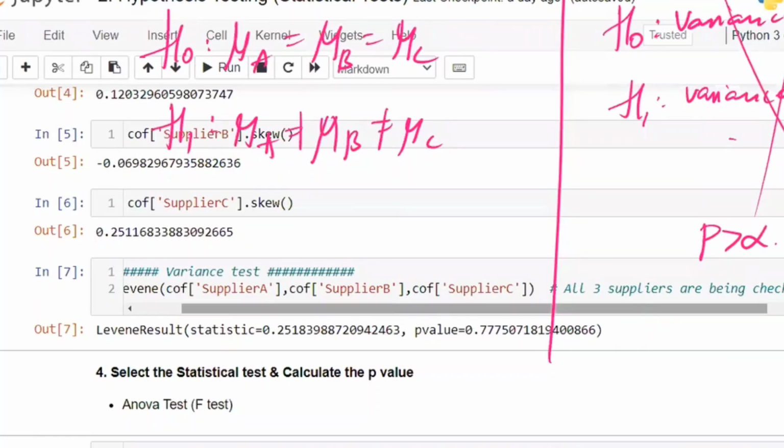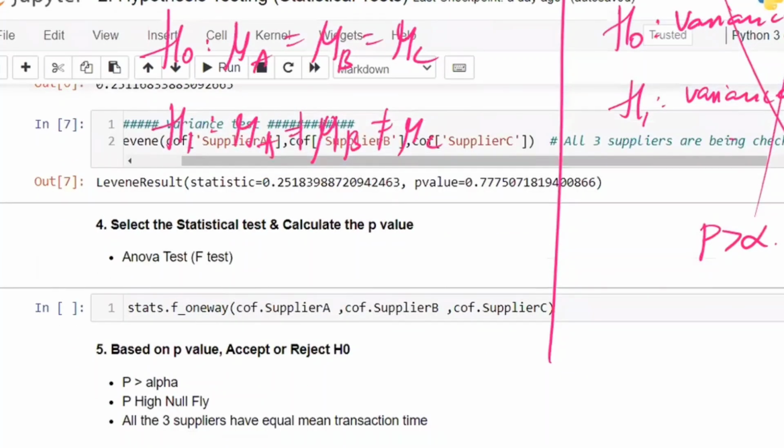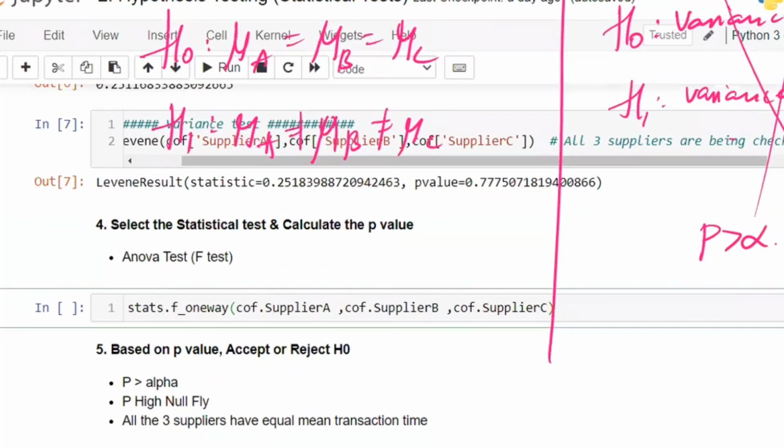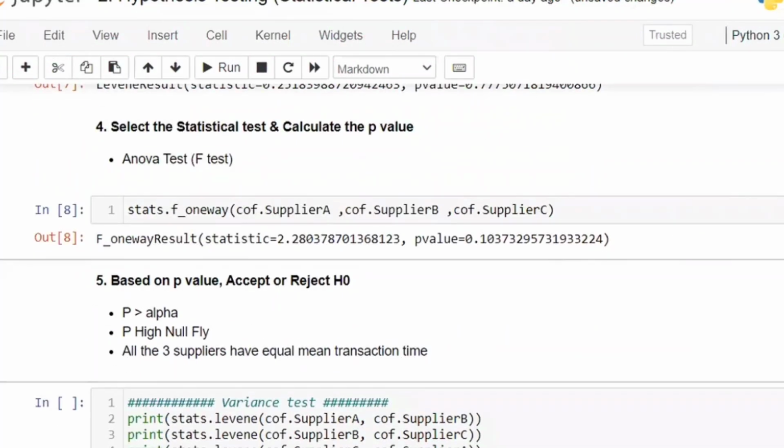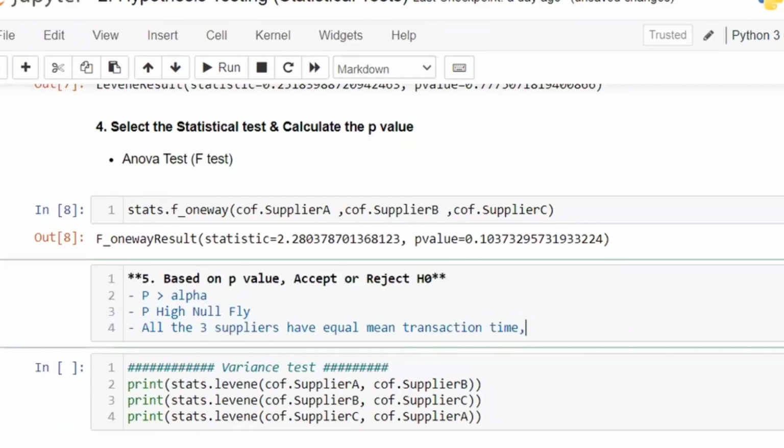Now we are going to apply the ANOVA test. Use stats.f_oneway and give all the 3 column names, column 1, column 2, and column 3. Whatever p-value you get, based on the p-value, either accept or reject the null hypothesis. Since the p-value is greater than alpha, accept the null hypothesis, that all the suppliers are equal. You are going to tell the CMO that all the suppliers have equal transaction time, so please renew all of them. You are going to conclude like this.